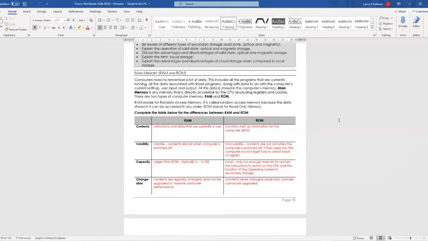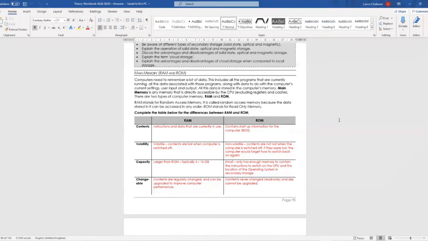Changeable, yes, they are. The contents are regularly changed and RAM can be upgraded to improve the computer's performance. So you can swap around your RAM sticks, get more RAM. Having more memory on a computer always massively improves the performance. So if your computer's slowing down, the cheapest, easiest way to improve its performance is to upgrade the RAM.